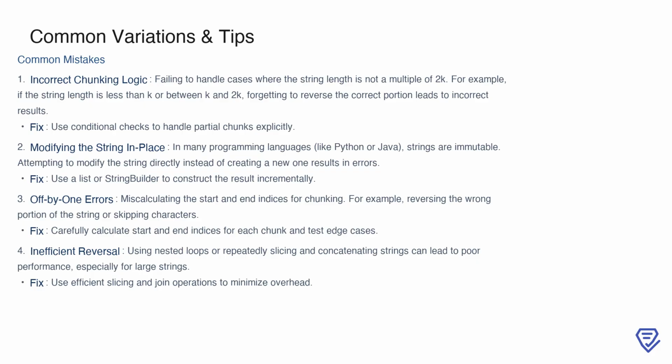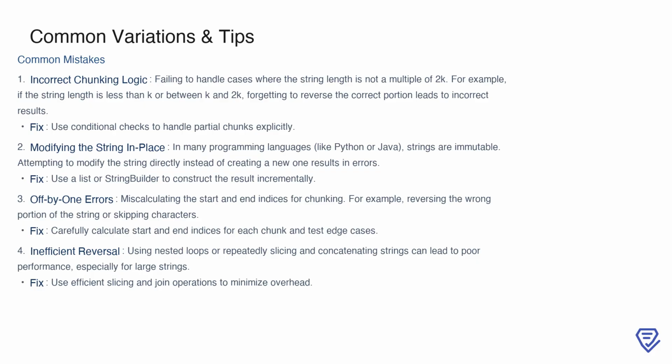portion of the string. Next, modifying the string in place can also cause errors, especially in languages like Python or Java where strings are immutable. Instead of attempting to modify the original string, use a mutable data structure like a list in Python or a string builder in Java to build the result incrementally.